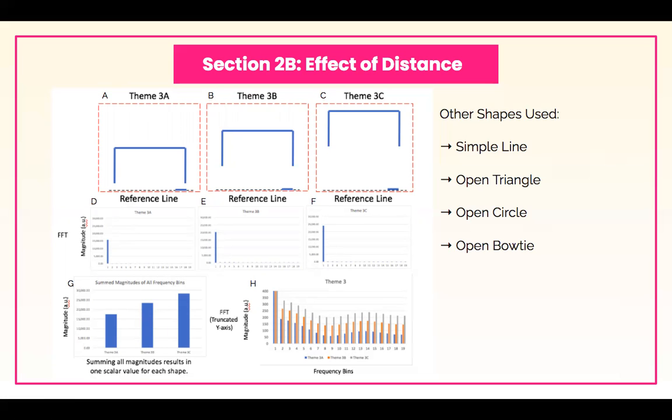Also, there's a clear difference between the magnitude bars in the truncated FFT graphs, as noted with the bars of differing colors varying through differing heights in panel H. This handbook also displays distance through other figures, including a simple line, an open triangle, an open circle, and an open bow tie.